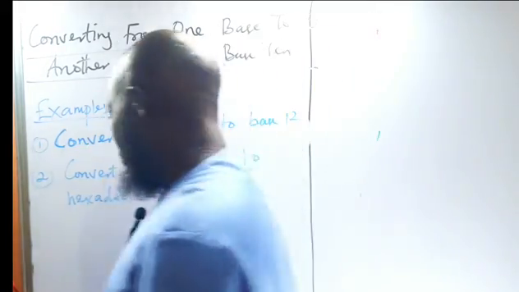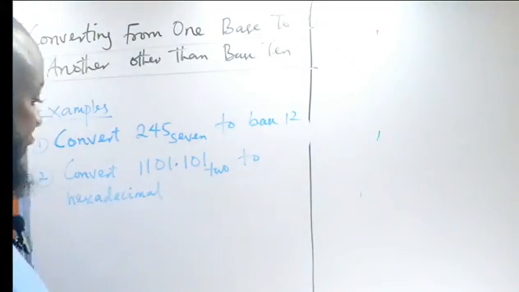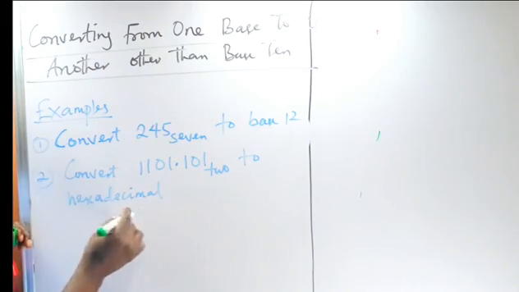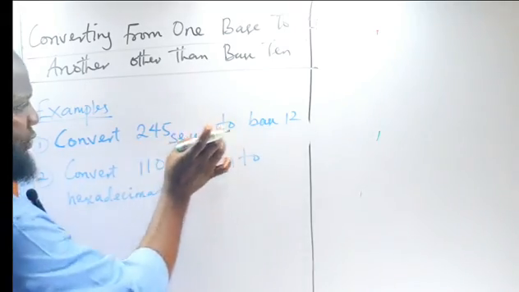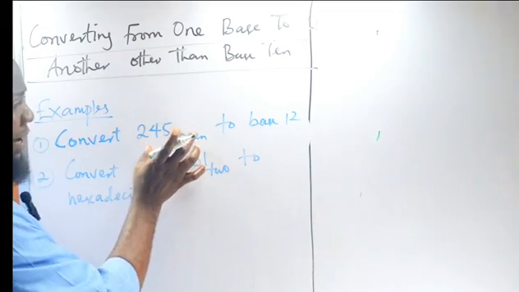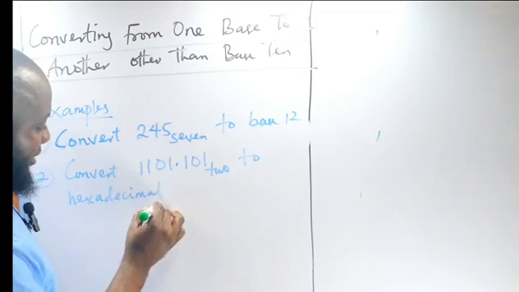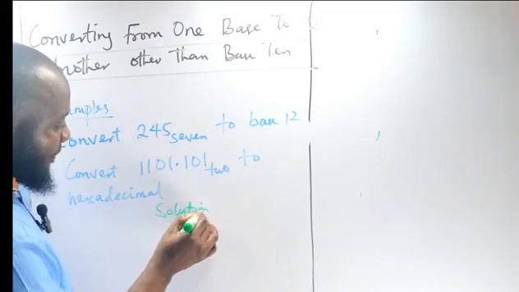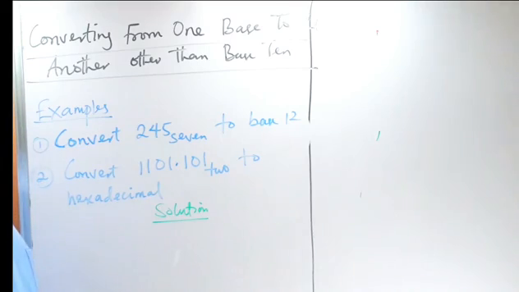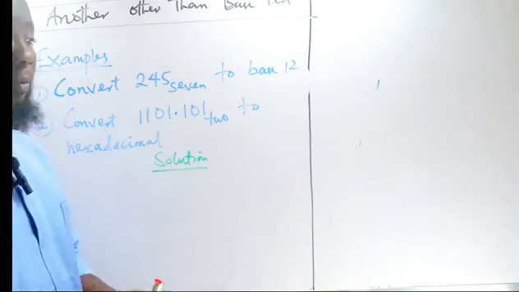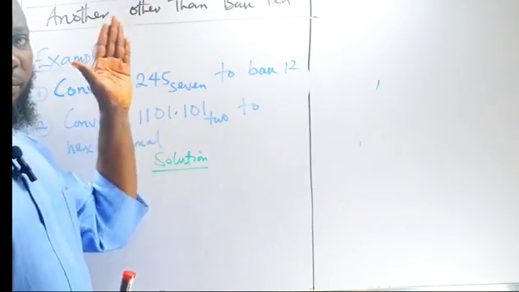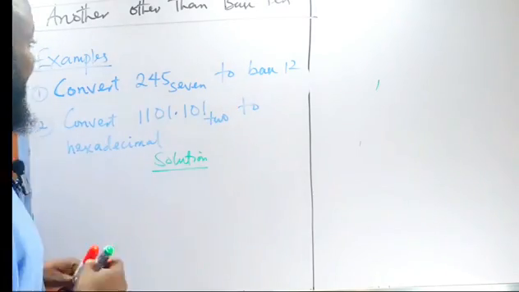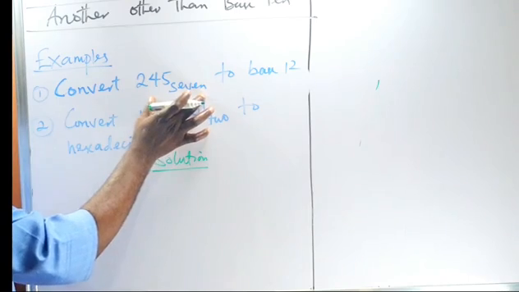So this one involves two steps. The first step is that before you can convert this base 7 number to base 12, you must first convert it to base 10. Having understood how to convert from one base to base 10, this will not give you a problem. It's something I've done before, but this one just combines the two steps that we have done together here.